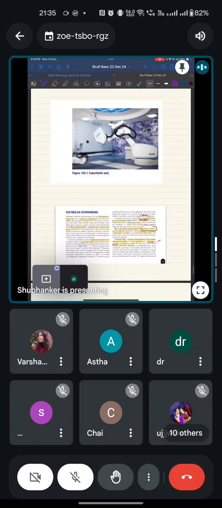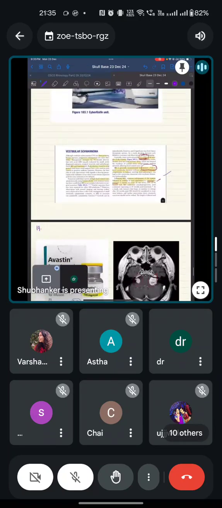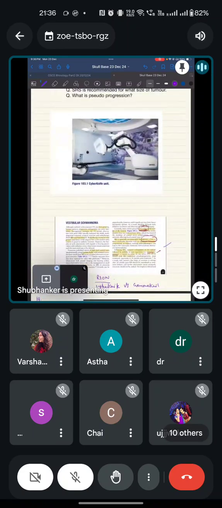And what is pseudoprogression? It's mentioned over here. Two questions will again come after this. There will be RION, radiation-induced optic neuropathy. Please remember it. CyberKnife versus Gamma Knife, and SRS versus SRT. Okay? So this is how, once you see this picture or once you see vestibular schwannoma, all these things should go in front of your mind.